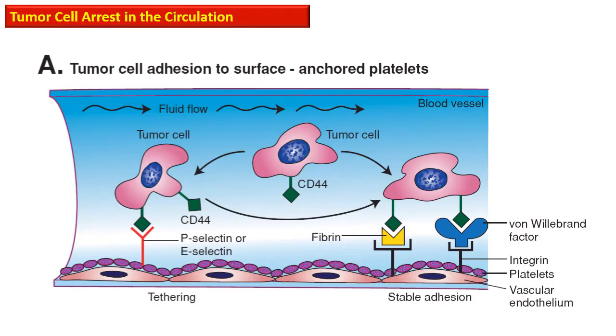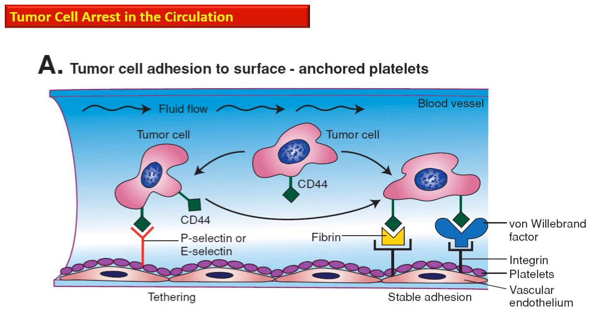Now, what is the mechanism of tumor cell arrest within the circulation? This is important because this association of the tumor cell with the constituents of the blood, formed elements of the blood such as neutrophils, immune cells or platelets, is important because it protects the tumor cell from shear mechanical forces, immune reactions and other stresses while it is present in the circulation.